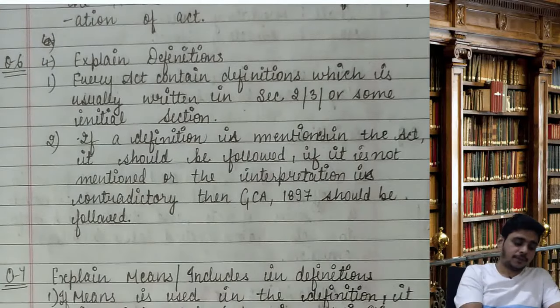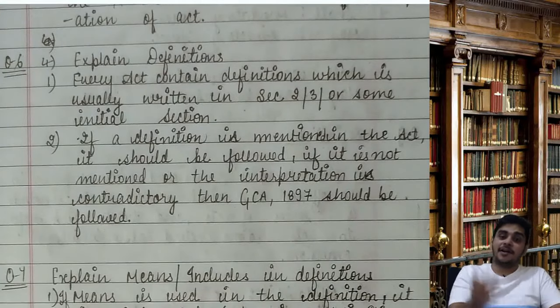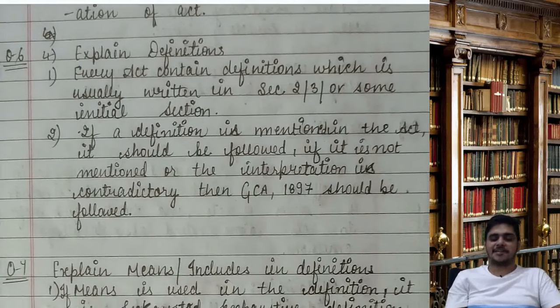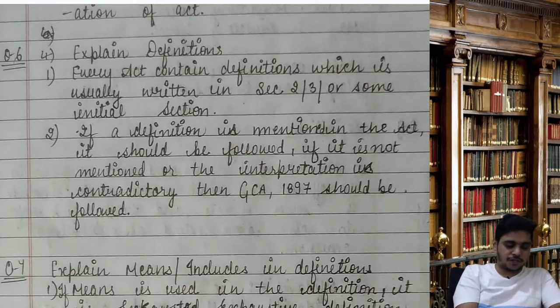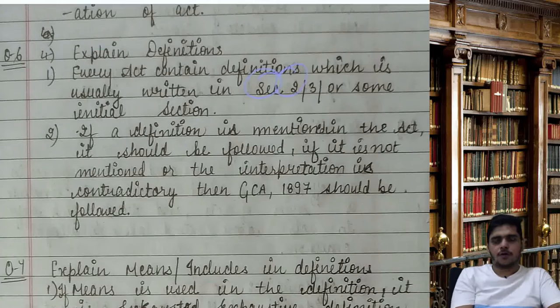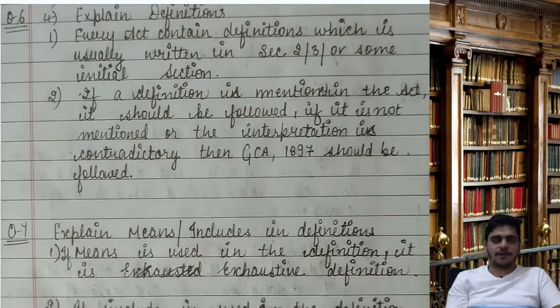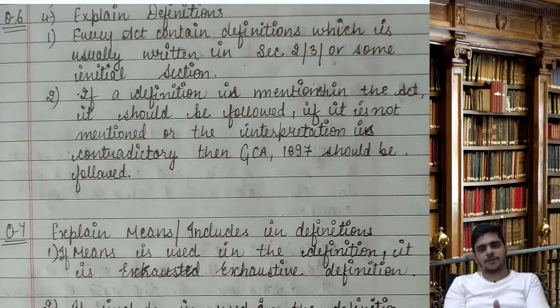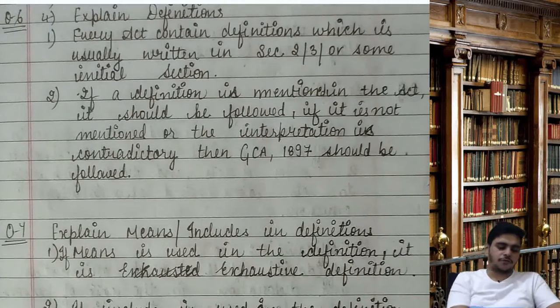Okay. The next answer, explain definition. Every act contains some definitions which are usually written either in section 2, 3 or some initial section, that is section 1. However, if the definition is mentioned in the act, you will follow that definition. If it is not given or the interpretation is contradictory, you follow GC Act 1897.